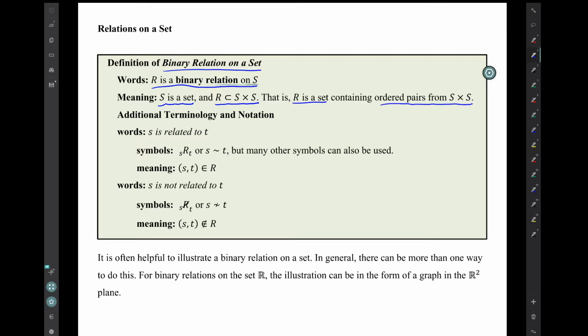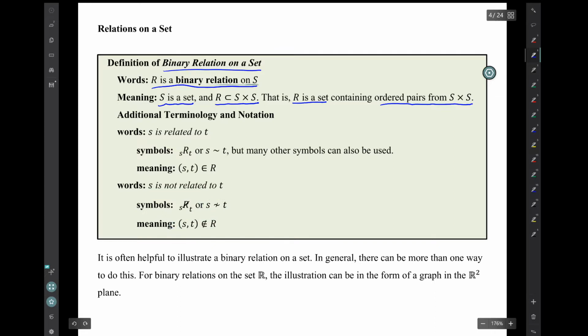Now some additional terminology goes with this. If I say these words, little s is related to little t, that's denoted this way. I put little s tilde little t, or I can put little s and little t as subscripts to the left and right of this symbol capital R, or other symbols can be used. If I say those words or if I write those symbols, what that means is that the ordered pair, little s comma little t, is an element of the relation R. Now to say the words little s is not related to little t is written this way, little s tilde with a slash t. What that means is that the ordered pair, little s comma little t, is not an element of the set that's the relation, capital R.